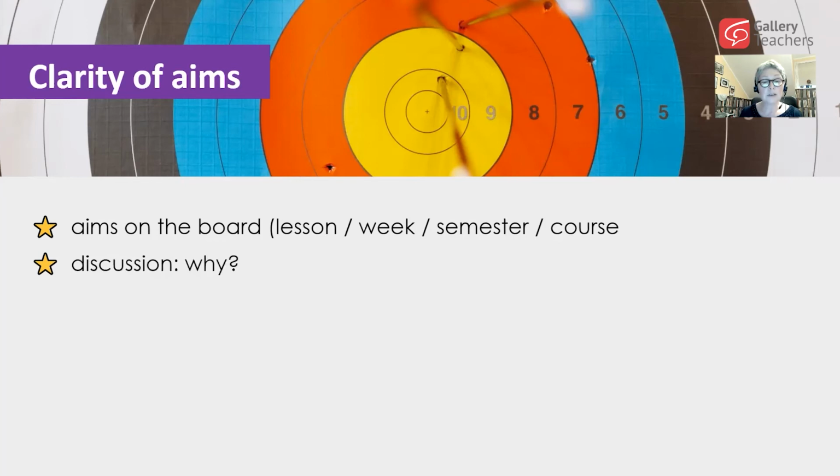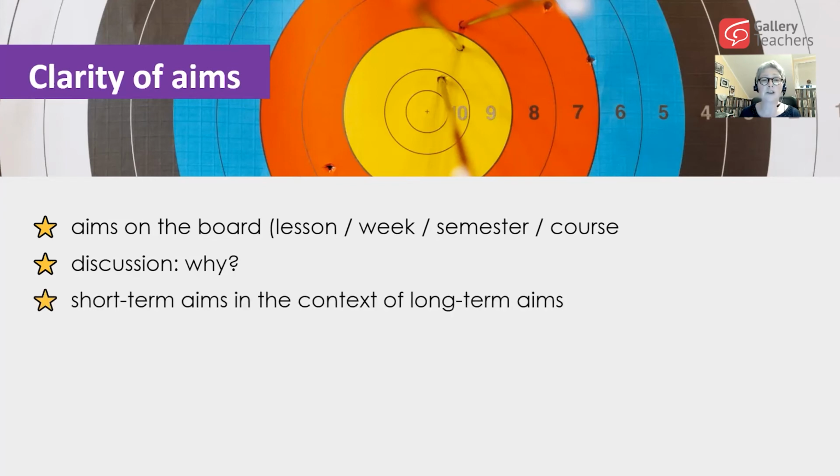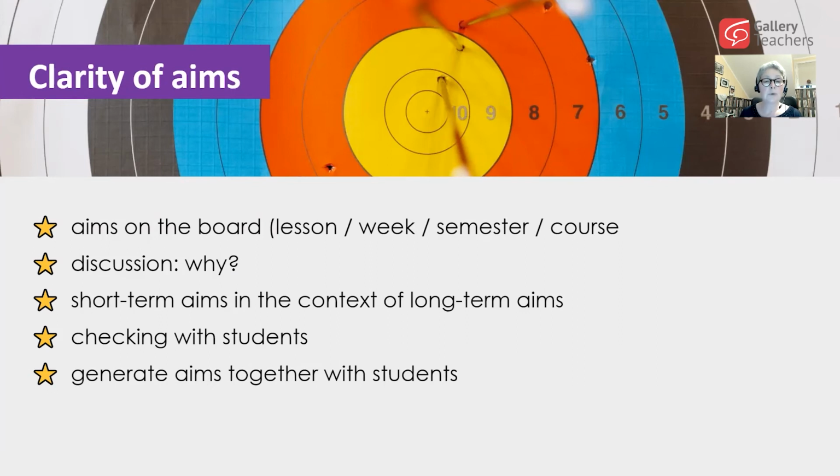Also, talking to students about why they're studying and what it is they're actually studying, and by showing the relationship between the short-term aims and the long-term aims. But also, you need to simply check with students that they are clear about the aims of the lesson, unit, week, or course. Producing aims in conjunction with students is also an excellent idea. And similarly, students can give themselves targets based on their self-assessment. And these learning goals could be recorded somewhere and revisited.